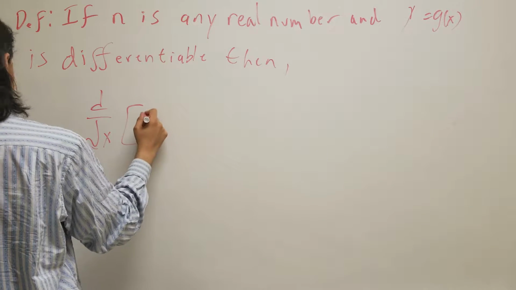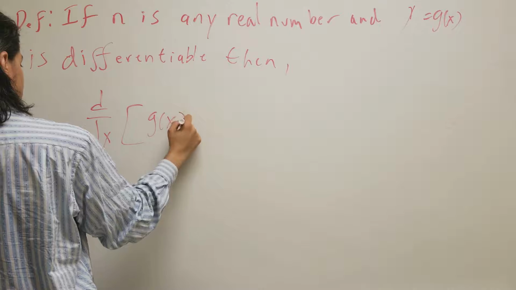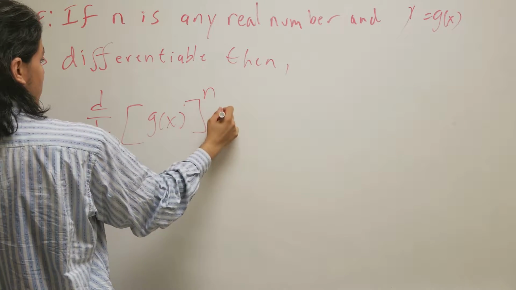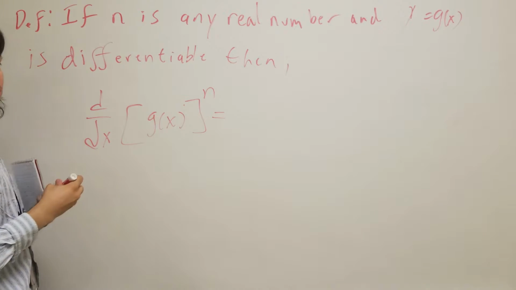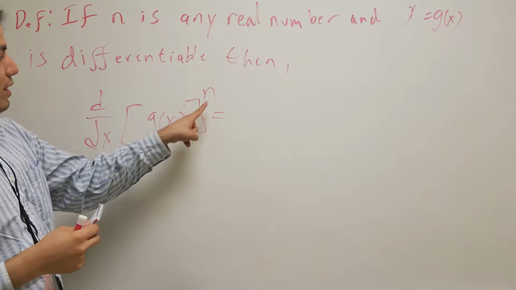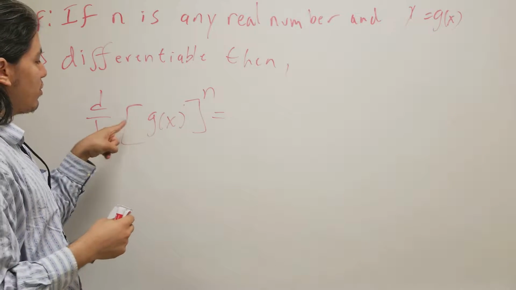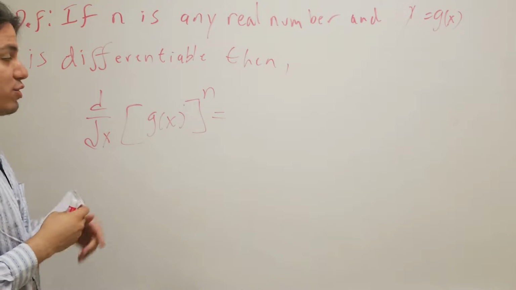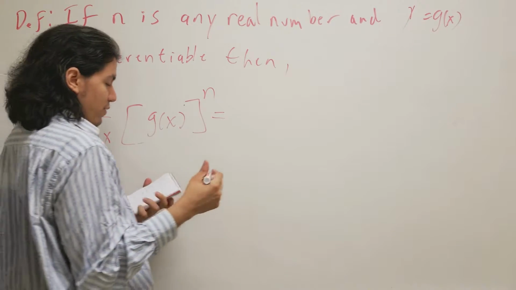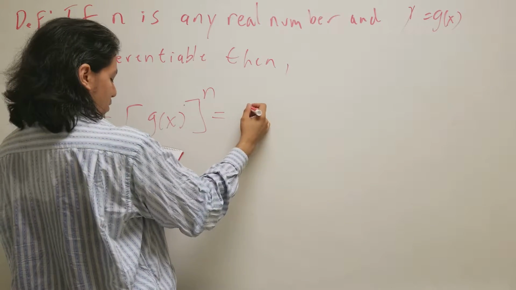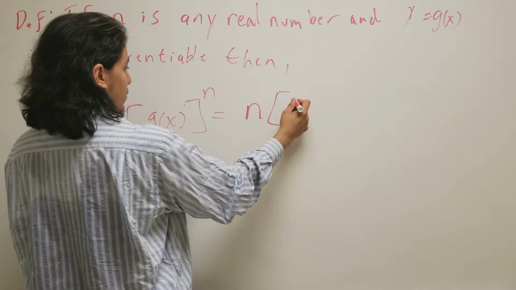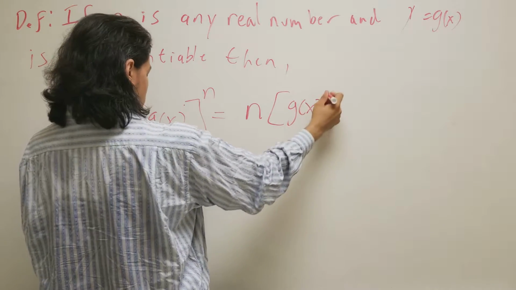d/dx of g of x to the n. So you see how you have two functions, right? That you have a power rule, but then you also have to do the derivative of the inner function. So when I do the derivative of the power rule, we know that we have to bring the n in front of this function here.